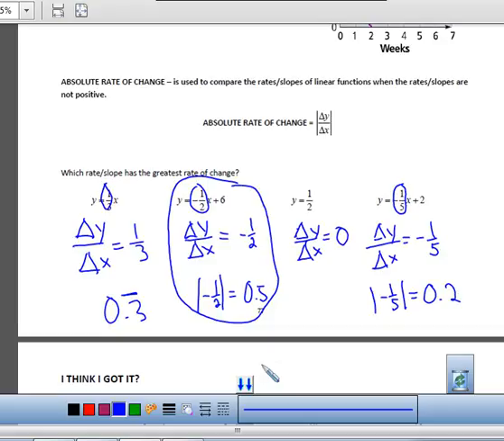Now, again, this might sometimes get overlooked because it's a negative value, but we're looking for the amount of change. Even though it's negative, it's more of a change. It's 0.5 compared to 0.3 repeating, 0.2, and 0.